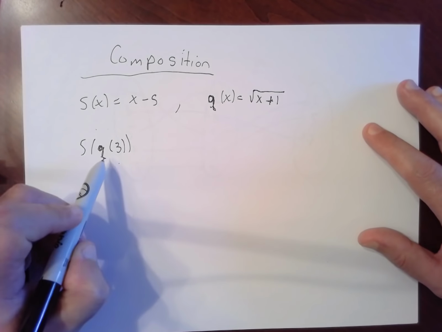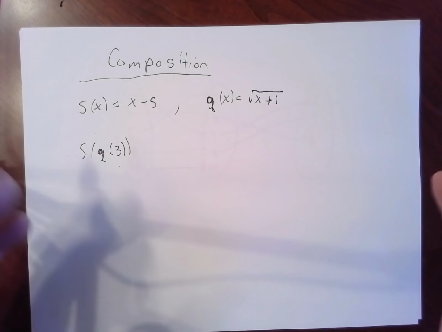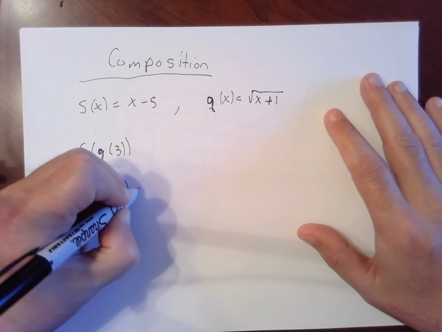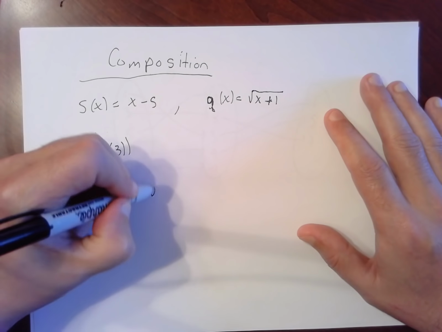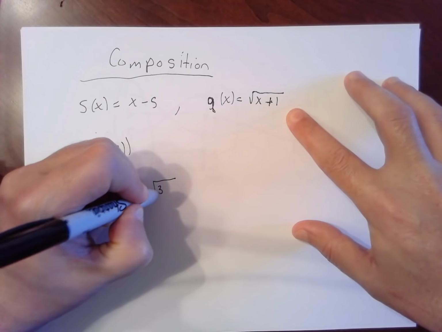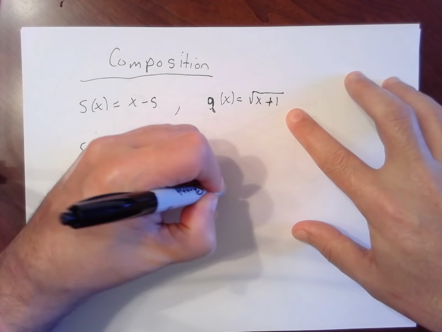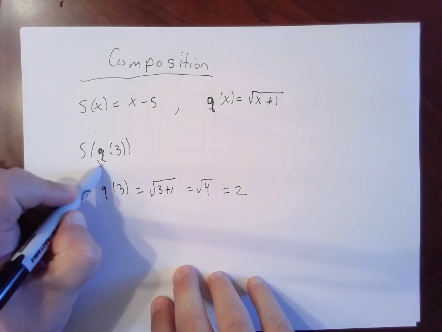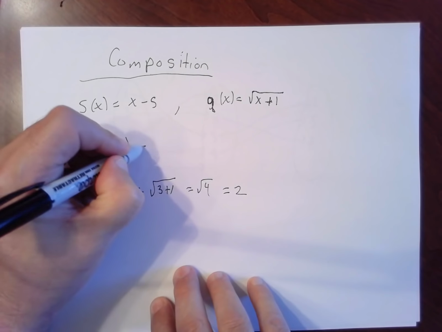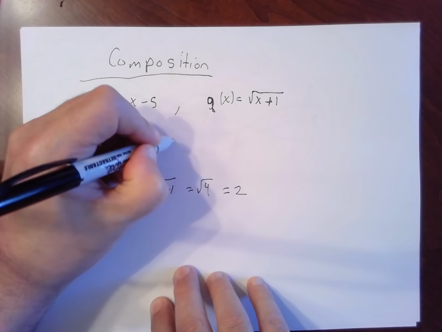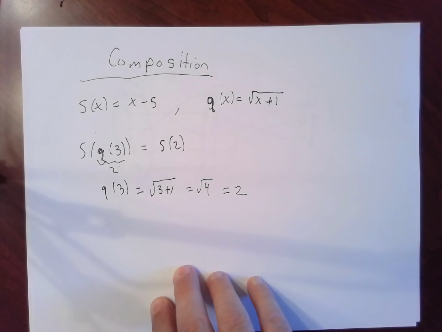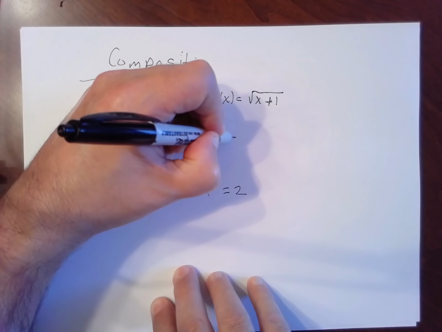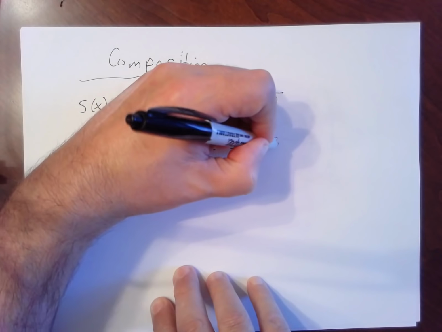That means, first, do the inside. Always start inside and work your way out. Find q of 3. Q of 3, using our formula for q, will be square root of 4, which is 2. So q of 3 is really 2. So what I'm really asking for is s of 2. S of 2 is, from the s formula, 2 minus 5, which is negative 3.